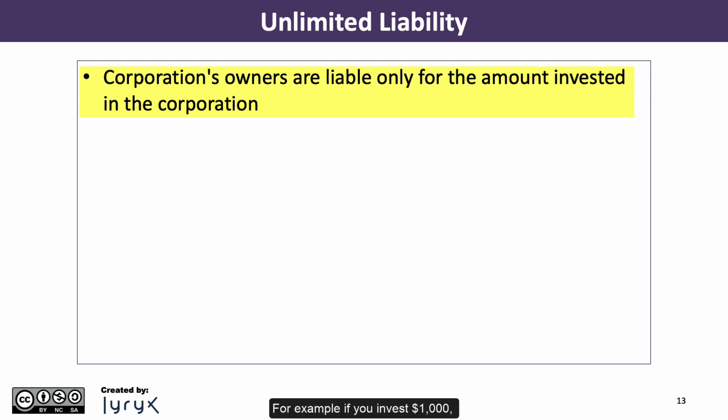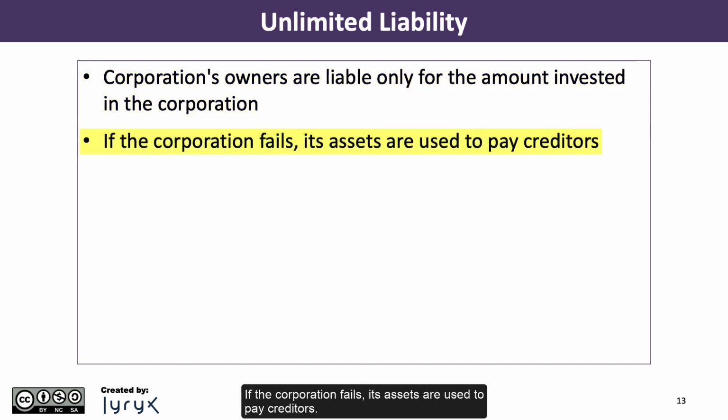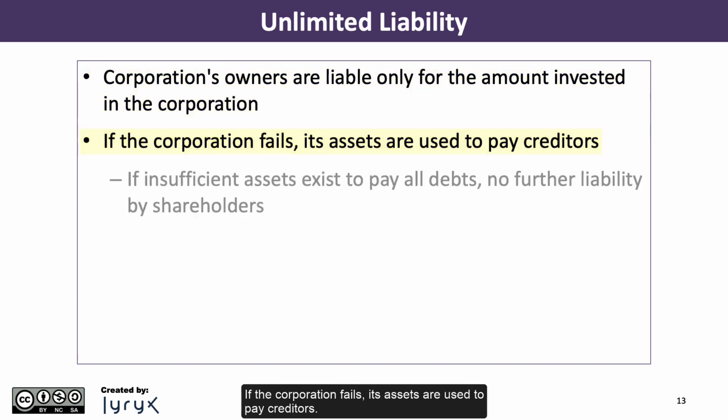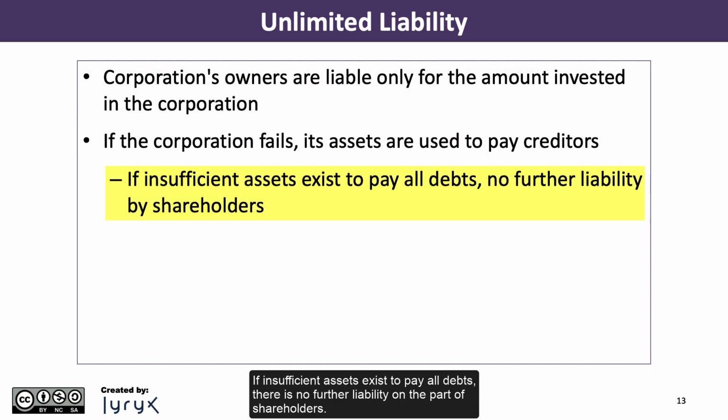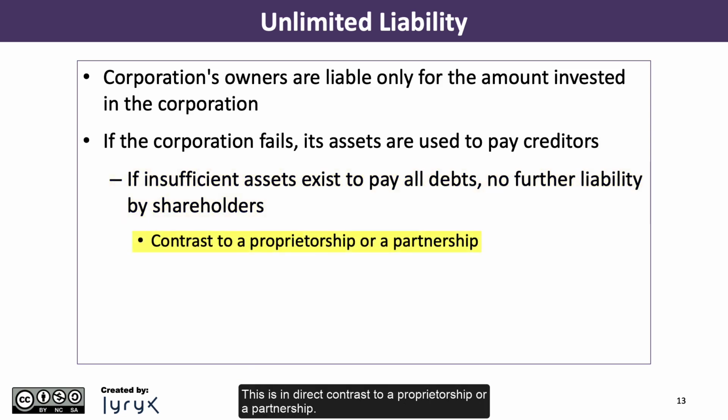For example, if you invest $1,000, and I invest $10,000 into a corporation, I have more to lose than you do if the company defaults. If the corporation fails, its assets are used to pay creditors. If insufficient assets exist to pay all debts, there is no further liability on the part of shareholders. This is in direct contrast to a proprietorship or a partnership.